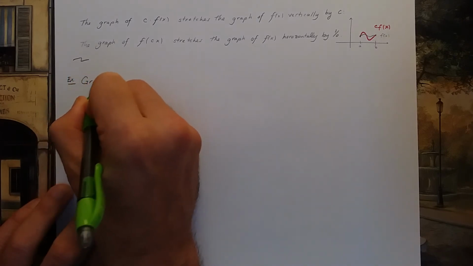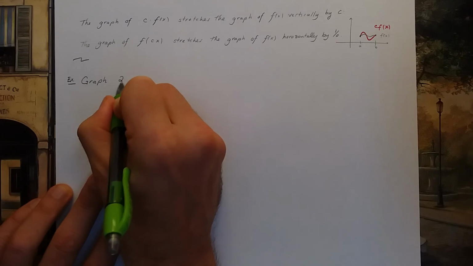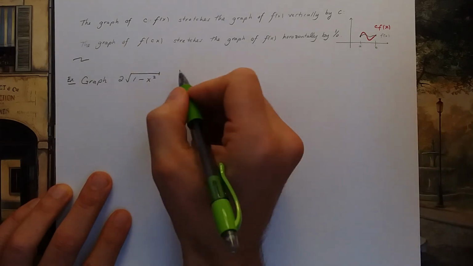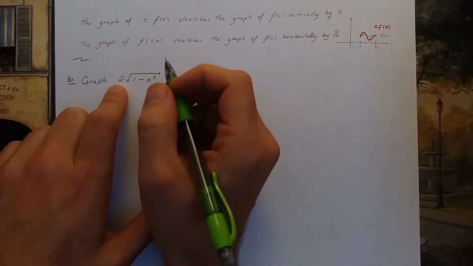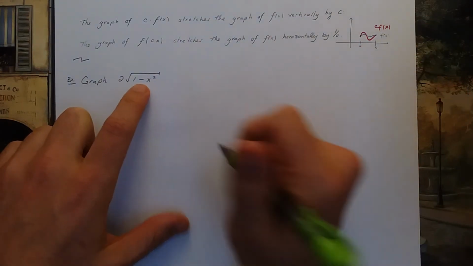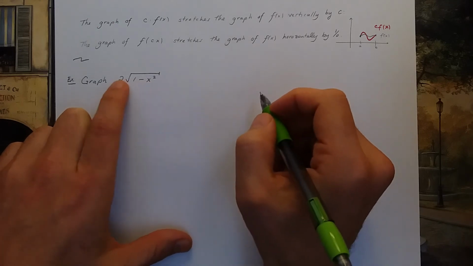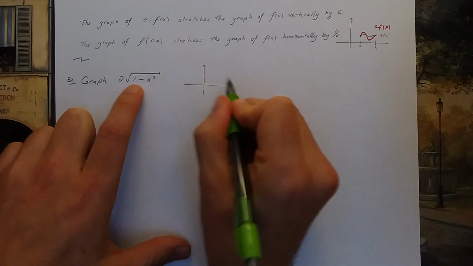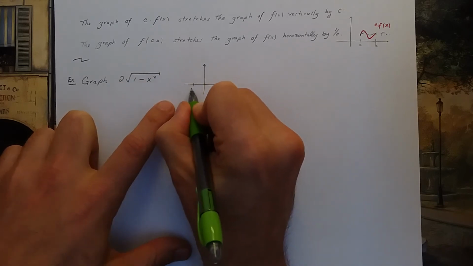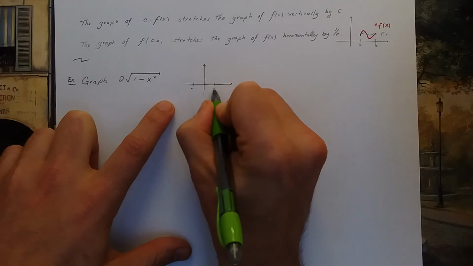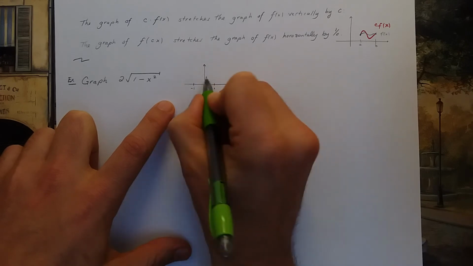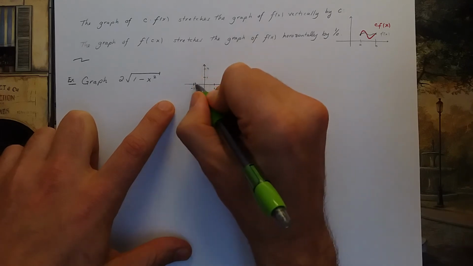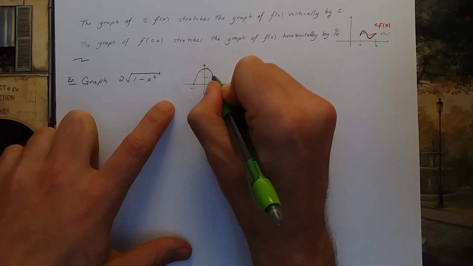So why don't we graph 2 times the square root of 1 minus x squared. If I didn't have this 2 in front, I'd have the basic shape of the top part of a circle of radius 1. But since I'm stretching vertically, I'm still going to have a domain of -1 to 1. The basic shape would be a circle of radius 1, but I'm going to stretch it out and get maybe an elliptical type shape here.